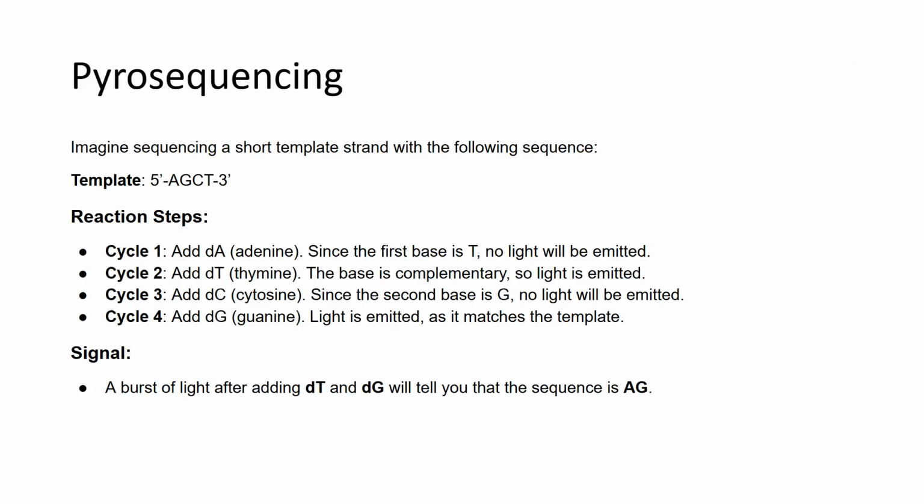So imagine sequencing a short template strand with the following sequence: A, G, C, T. In the first cycle, we're going to add A. Since the first base is T, no light will be emitted. Cycle 2, we add the T. The base is complementary, so light is emitted. Cycle 3, we add the C. Since the second base is G, no light will be emitted. Then cycle 4, we add G. Light is emitted as it matches the template.